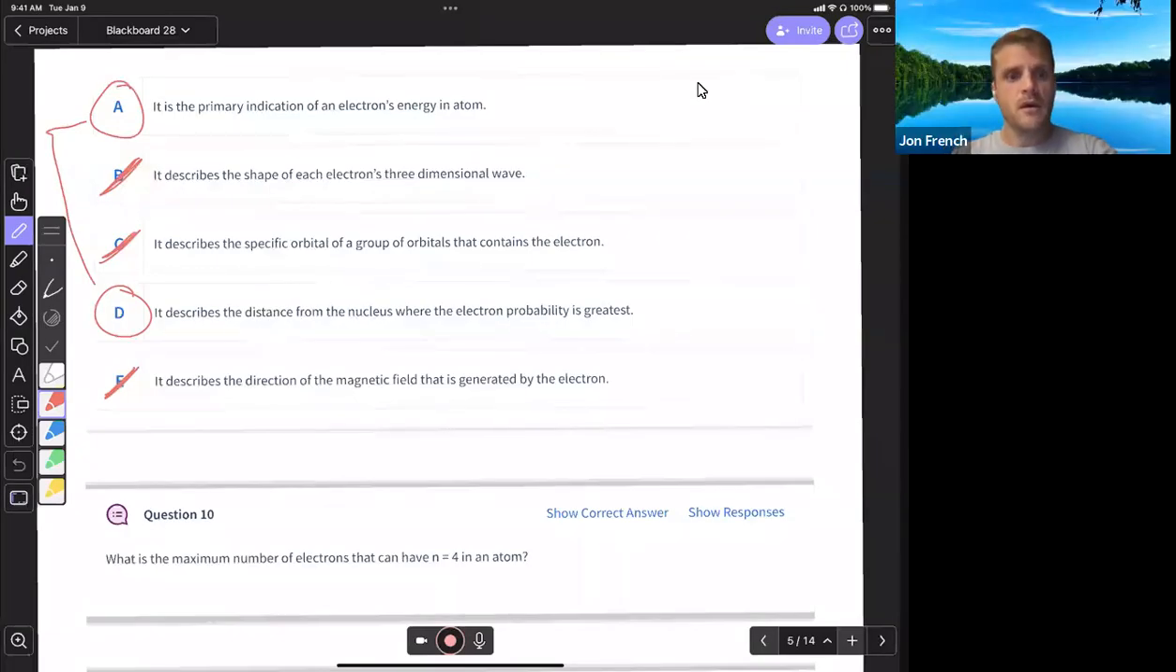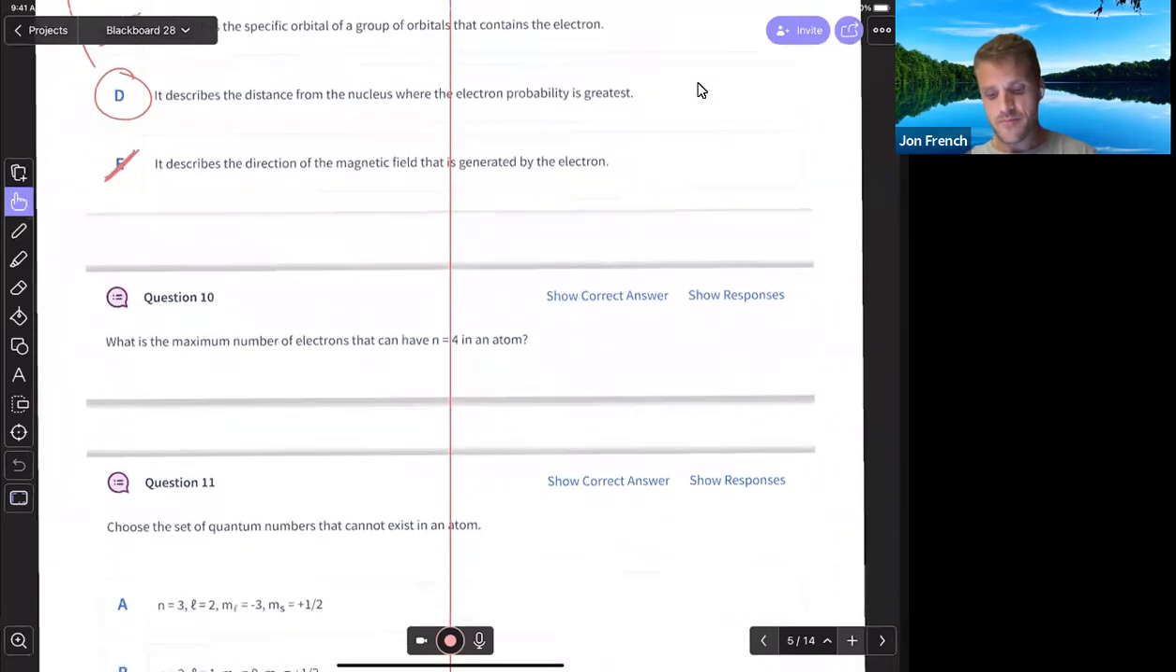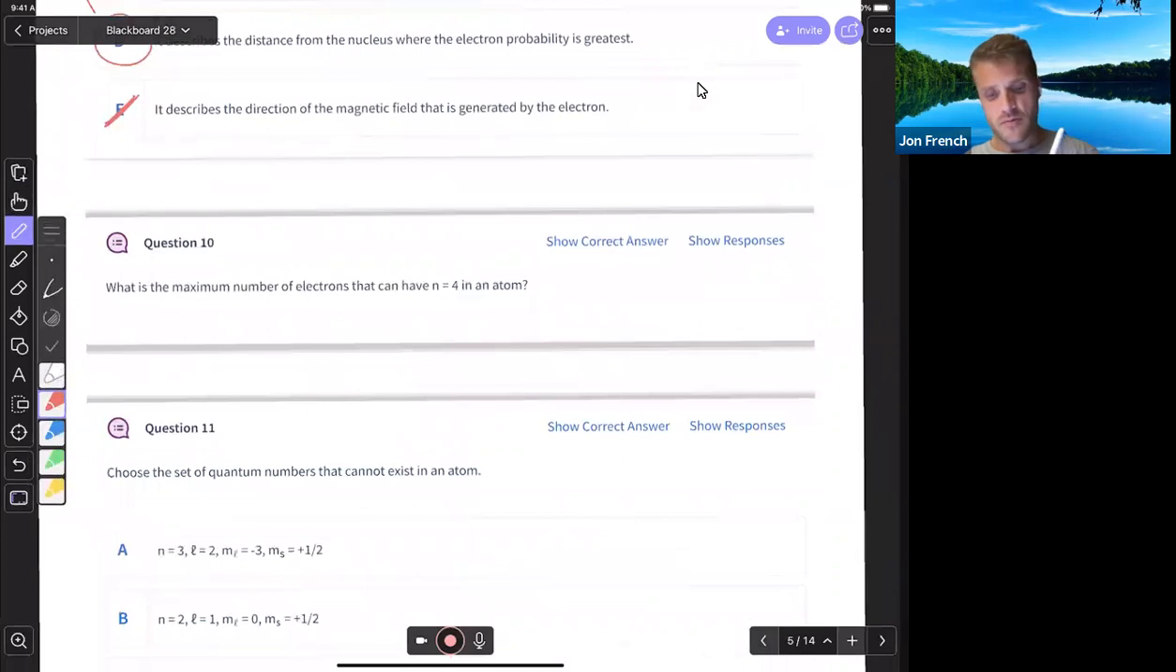There we go. Yeah, so question 10: what is the maximum number of electrons that can have n equals 4 in an atom? Well, when n equals 4, we have 4s, 4p, 4d, and 4f. At the s orbital, we only ever have one s orbital, and we'll have 2 electrons in each orbital. So I can have 2 electrons at 4s, and 3 p orbitals with 2 electrons each. So that's 6 electrons I can hold there.